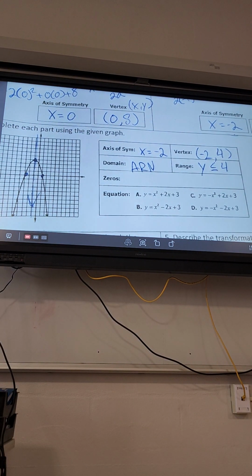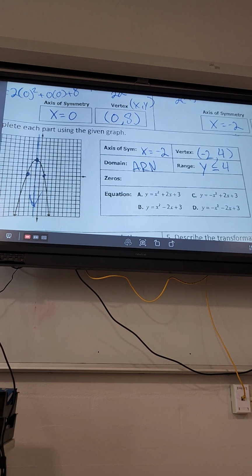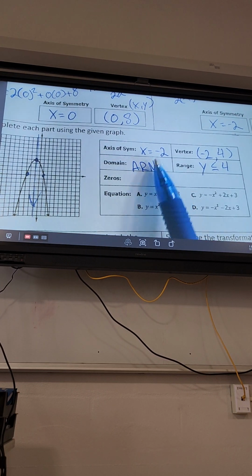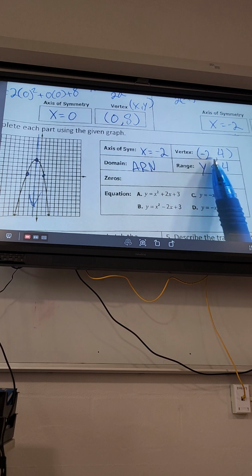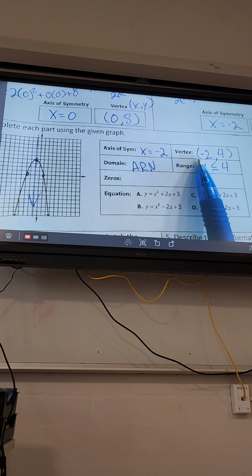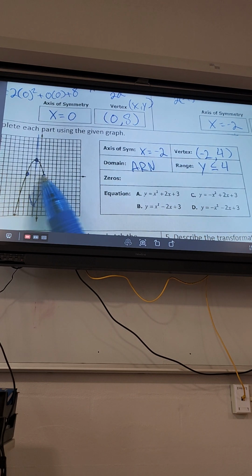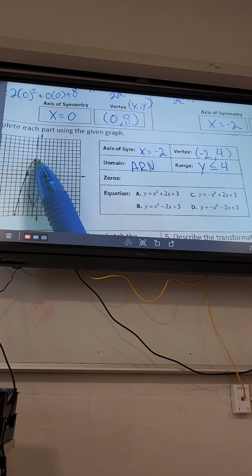So, how we got the x-coordinate on the vertex, is it from the x-intercept or from the origin? How we got the vertex is looking from the origin. We went 2 to the left and 4 up. How was it to the left? Where did it go?